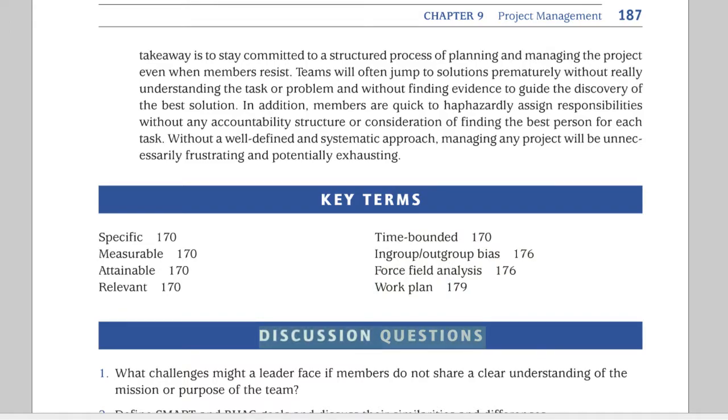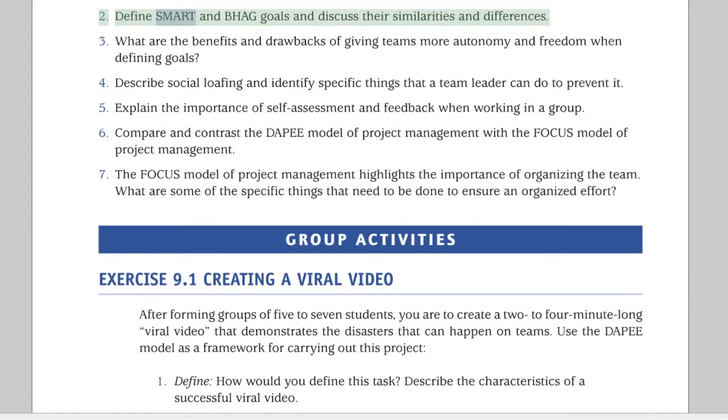Discussion questions. 1. What challenges might a leader face if members do not share a clear understanding of the mission or purpose of the team? 2. Define SMART and BHAG goals, and discuss their similarities and differences. 3. What are the benefits and drawbacks of giving teams more autonomy and freedom when defining goals? 4. Describe social loafing and identify specific things that a team leader can do to prevent it. 5. Explain the importance of self-assessment and feedback when working in a group.